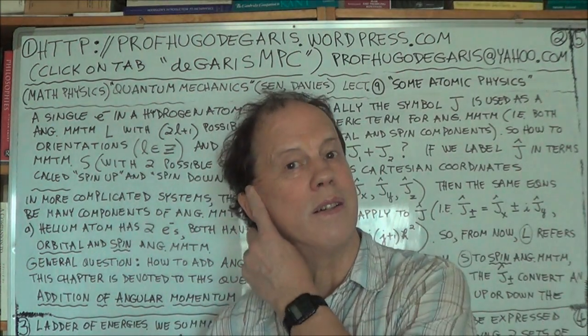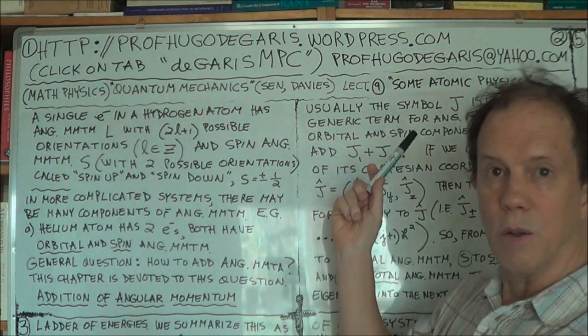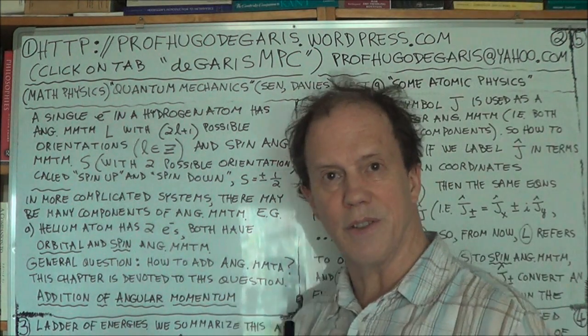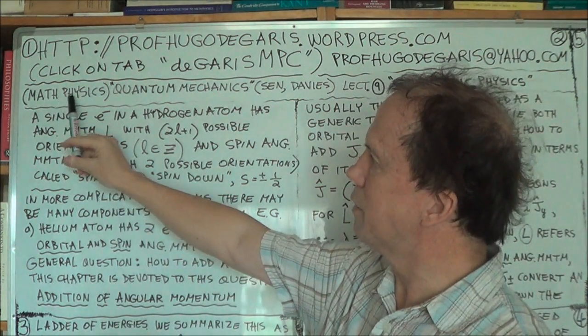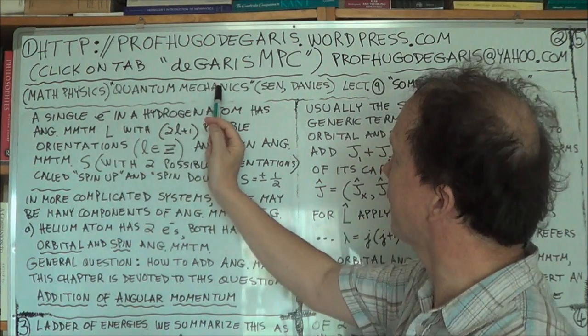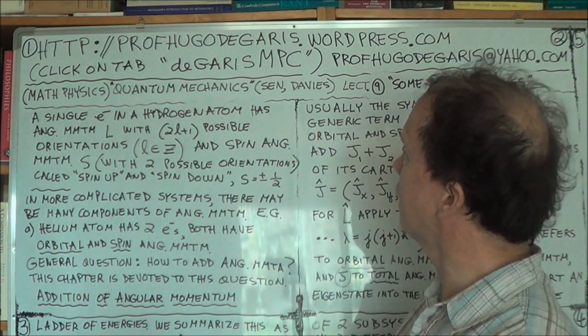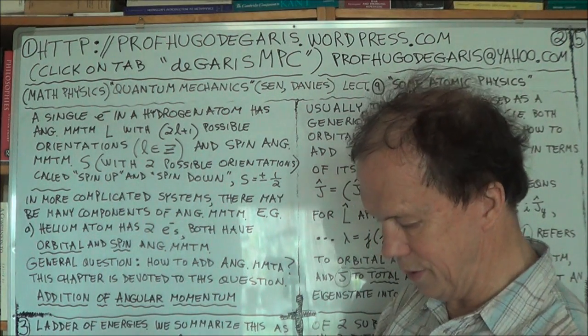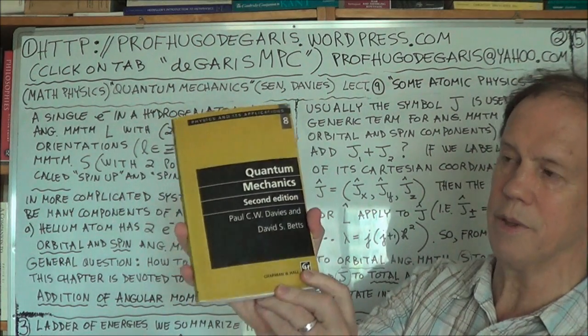This is lecture 9, called Some Atomic Physics. It's part of a mathematical physics course on quantum mechanics at senior level. The first author of the text I'm using is Davies. Here's the text. I do this every chapter.